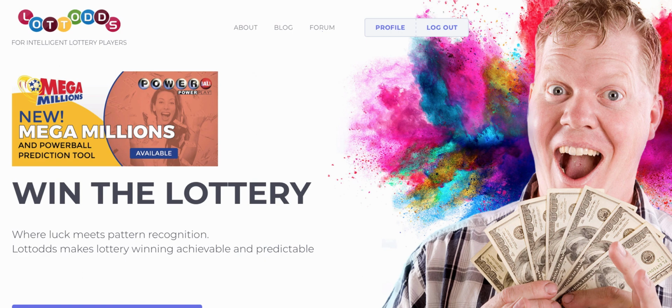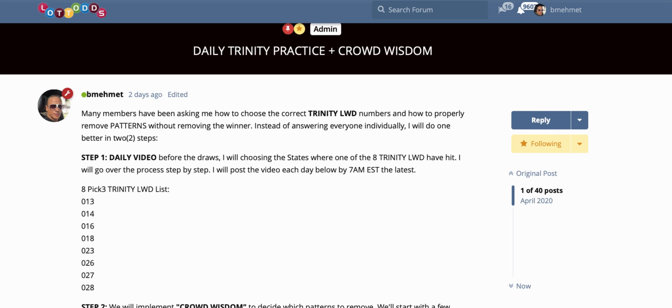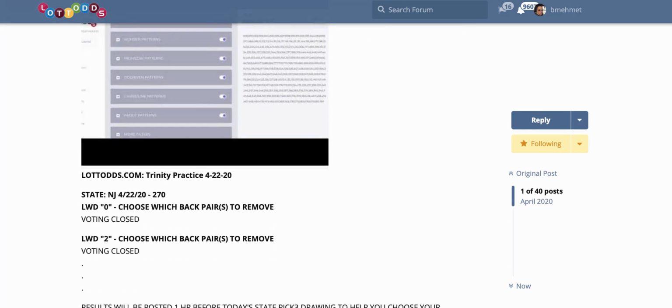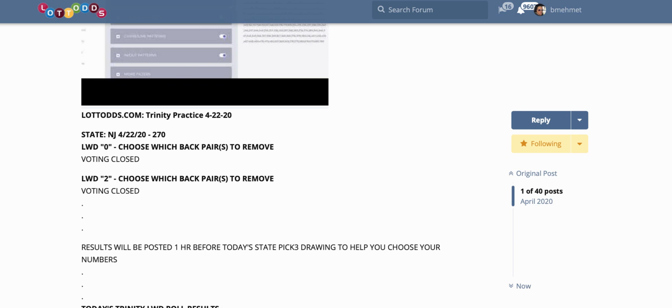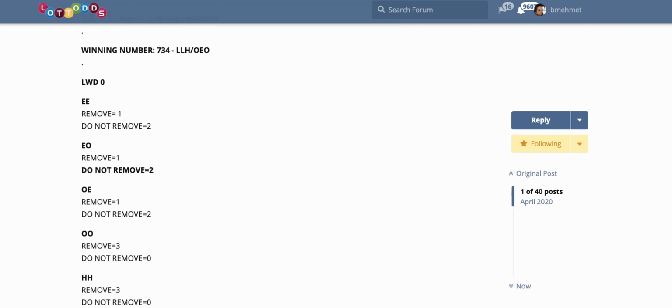Okay, this is another practice session of the Trinity lowest winning digit 3 draw. All right, so I'm just going to do a quick review of yesterday's pick that we chose, which was New Jersey, and we played off the 270. So that was a Trinity number of 027.